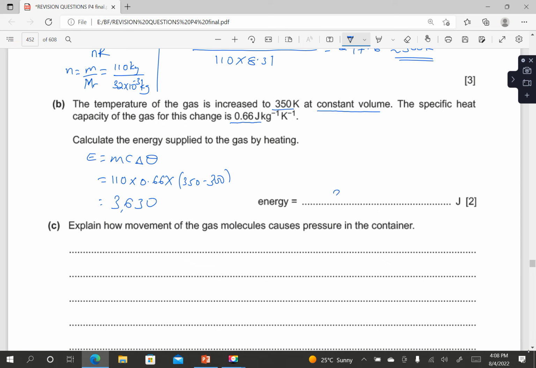So this is 3630, which is approximately 3600 joules.